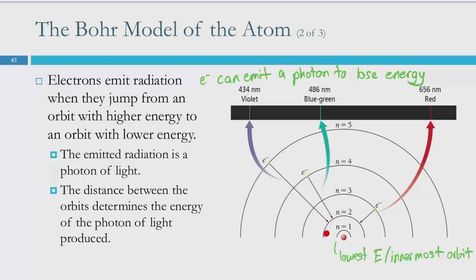Similarly, if we've got an electron on n equals 2 and it gets hit with some light, it could jump up to n equals 4. So it can absorb energy to jump up to a higher orbit as well. And since the distance between these tracks is fixed, the amount of light that an electron emits when it jumps from 4 down to 2 is always going to be the same energy.